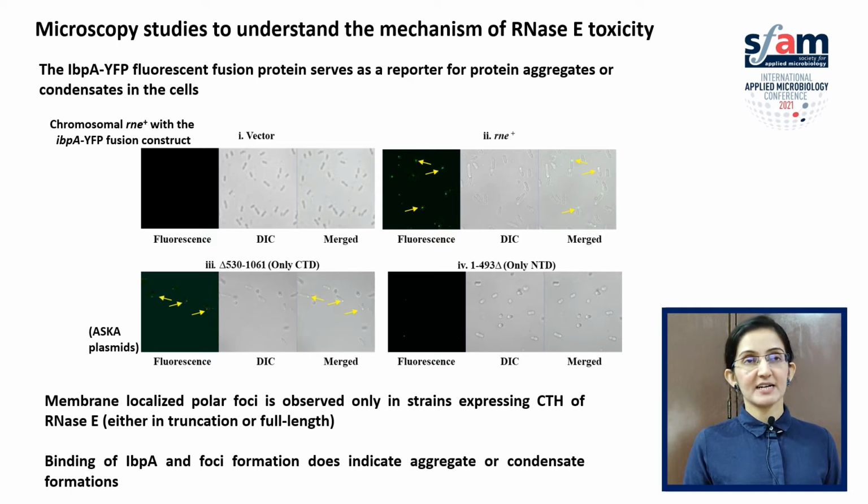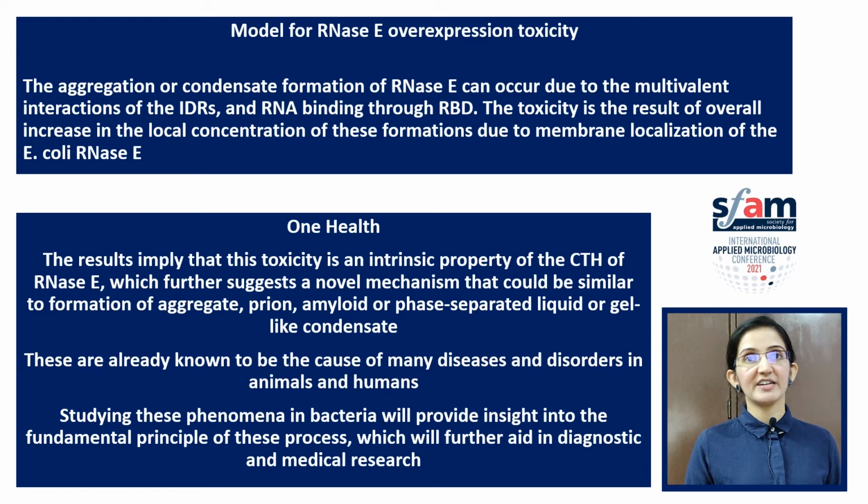Our current model is that the aggregation or condensate formation of RNA-Z occurs due to multivalent interactions of IDRs and RNA binding by RBD, and the toxicity is the result of an overall increase in the local concentration of these formations due to membrane localization of E. coli RNase. These results will have further implications, as they suggest a mechanism similar to the formation of aggregate, prion, amyloid or phase-separated liquid or gel-like condensate.